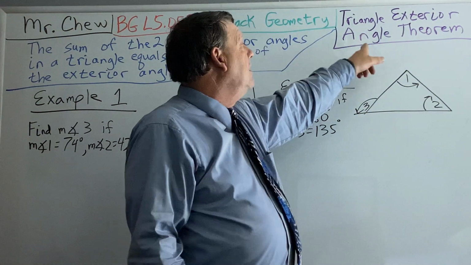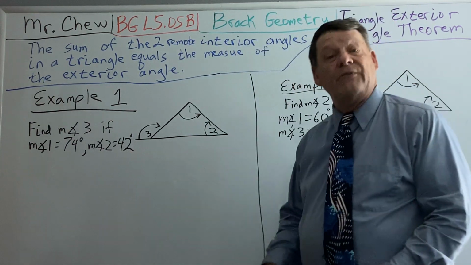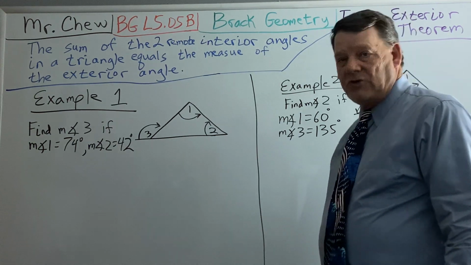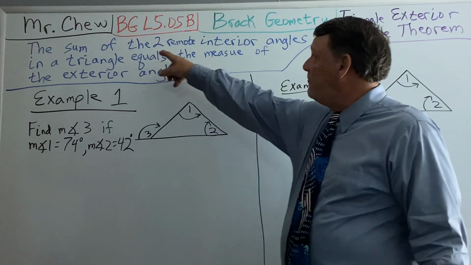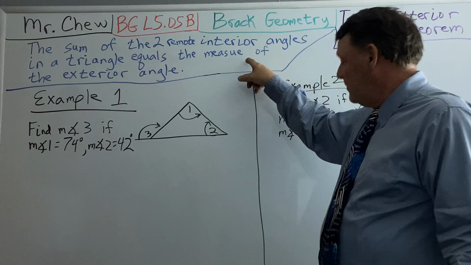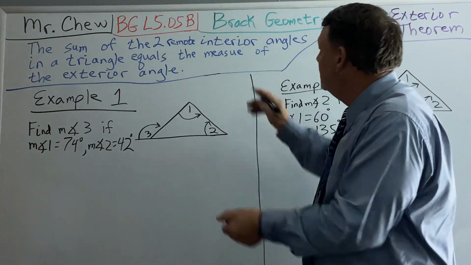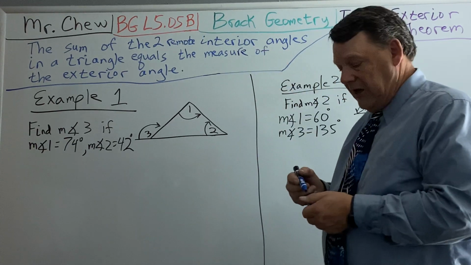Let's talk about the triangle exterior angle theorem, which is like a shortcut to finding some of the angle measures in a triangle. So let's just introduce what it really means. The sum of two remote interior angles in a triangle equals the measure, and I misspelled measure there, of the exterior angle.